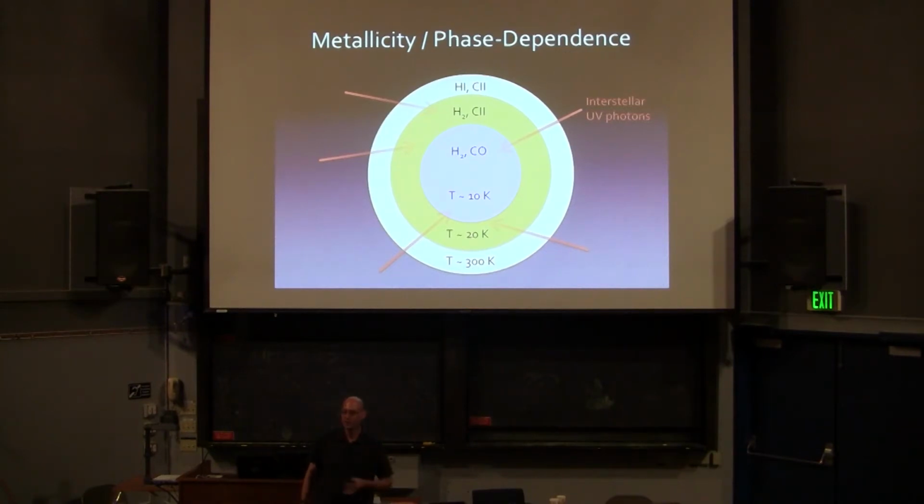As a result, molecular clouds tend to have a layered structure. They've got outer layers that consist of HI, where the gas is fairly warm. The carbon actually does something similar. So the carbon is kept in the form of carbon-2.